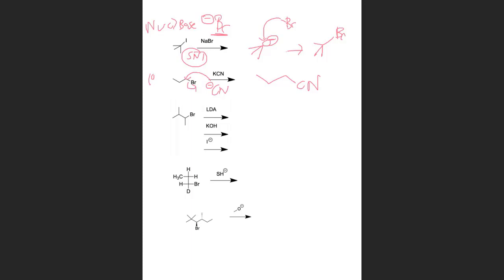So we have 3 options right here. We have LDA, KOH, and I minus. So LDA is known as the bulky base. So we're going to do the E2 product for this. So we have two options of hydrogens. We can either pick this hydrogen here, or we can pick this hydrogen here. Because it's a bulky base, I'm going to pick to create a double bond there. Because as we remember, bulky bases create the Hofmann product, which is the less substituted product.